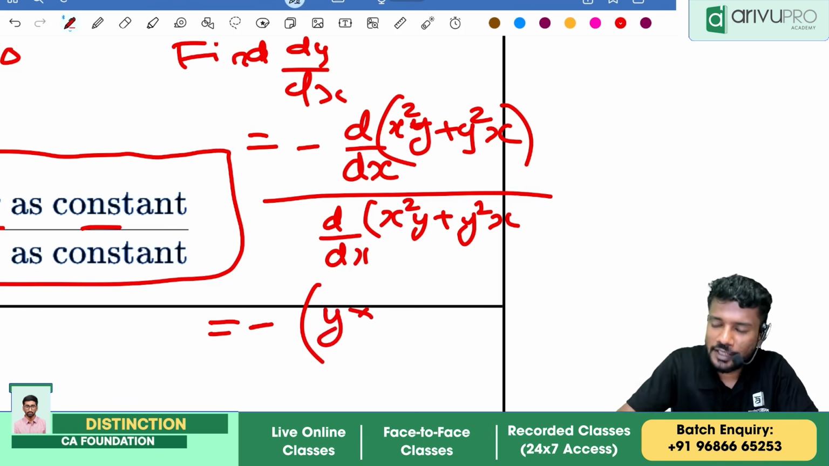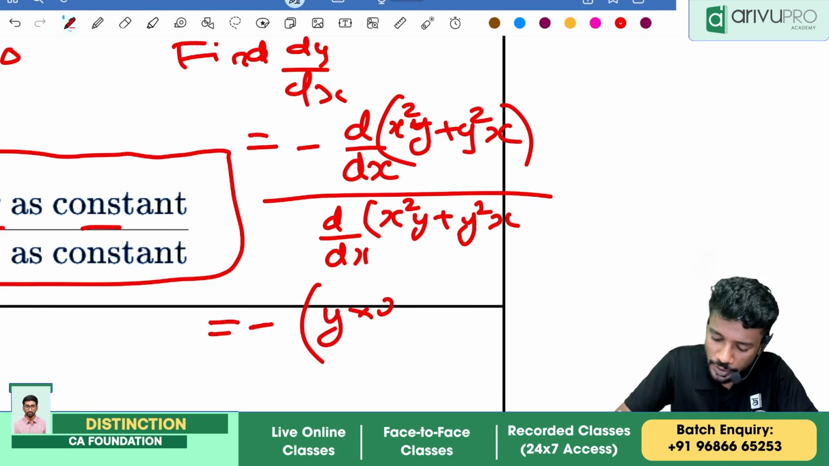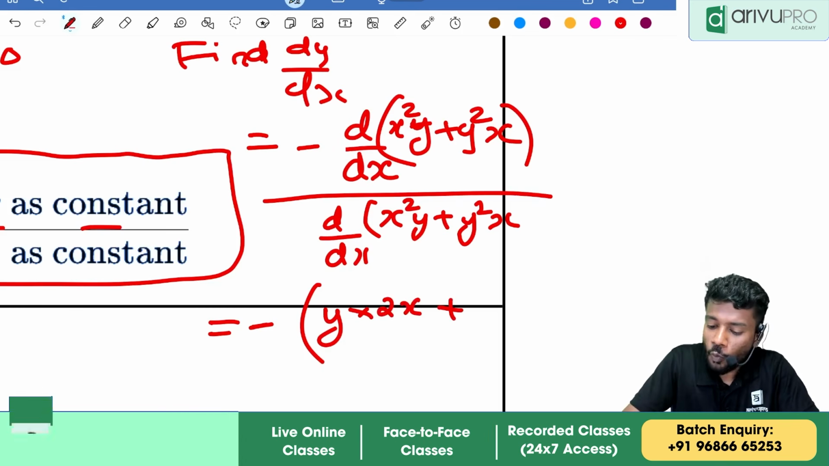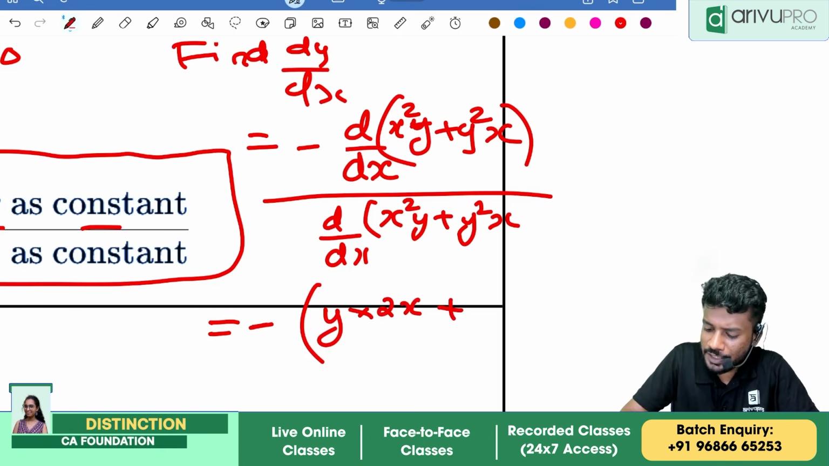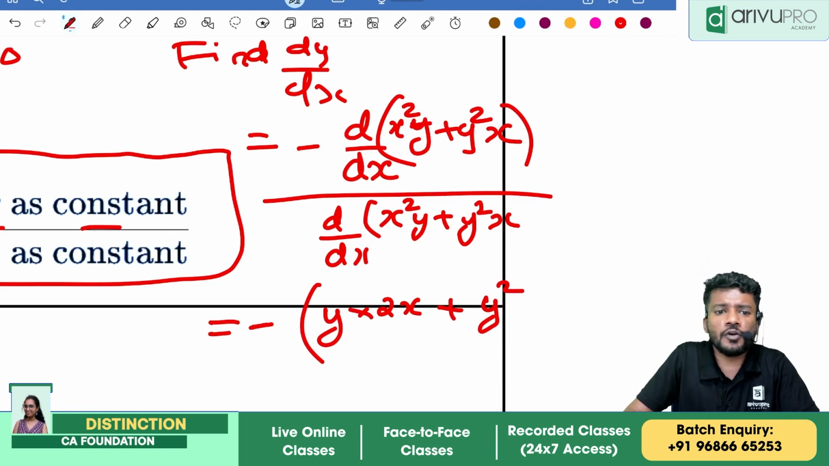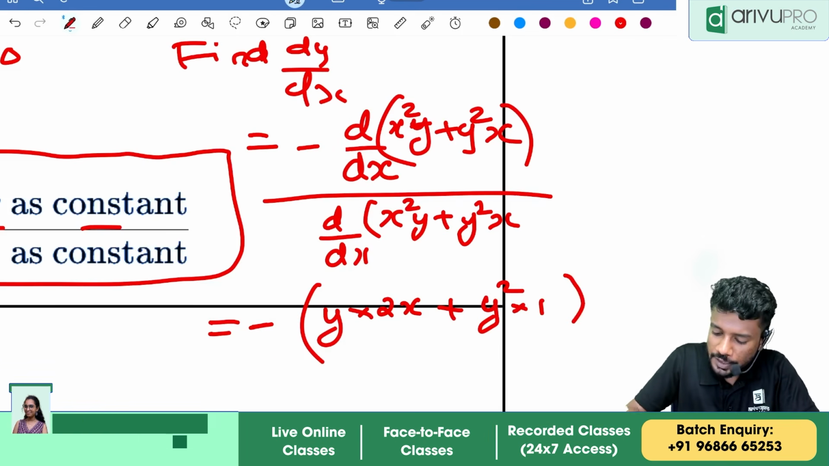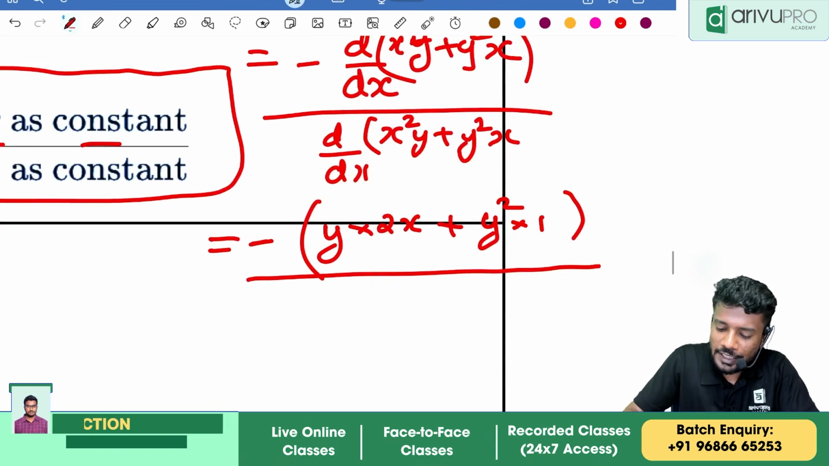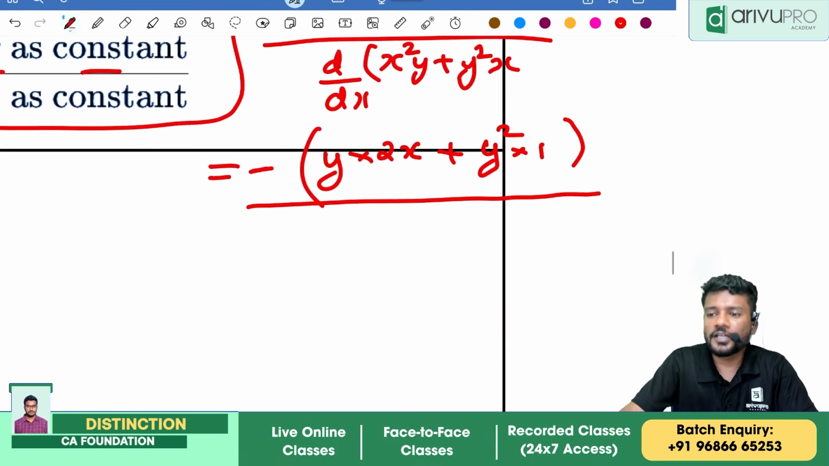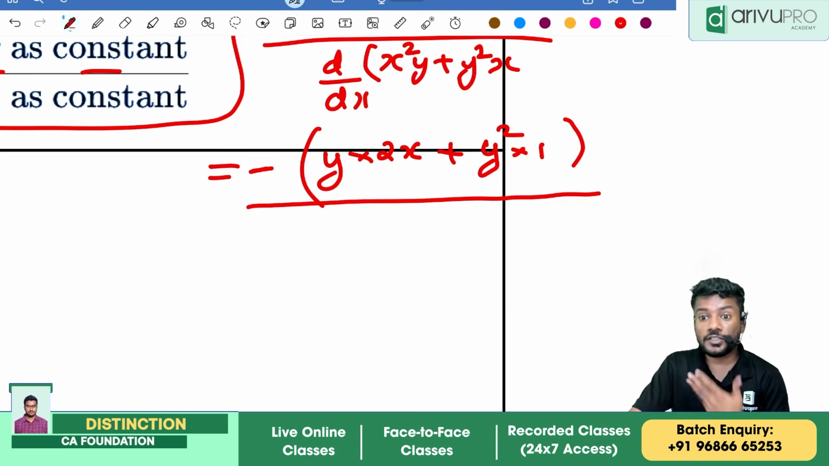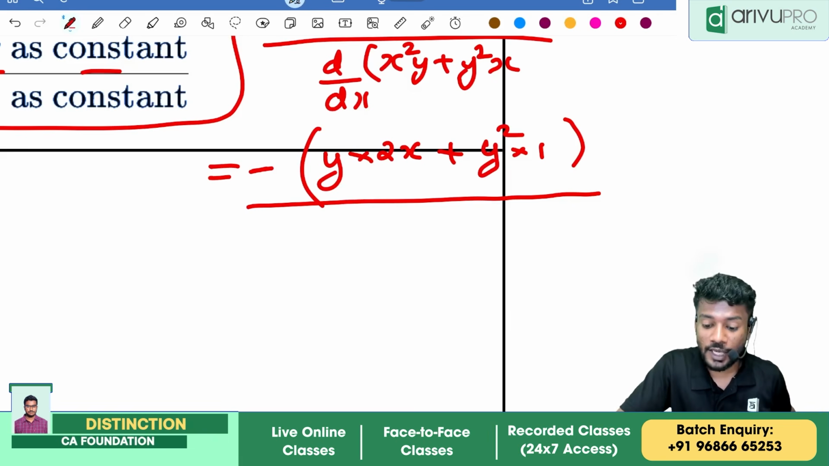Then tell me what is derivative of x square? 2x. Plus, what is a constant here? Y square is a constant, so I will write it outside. Then derivative of x is how much? 1. Then divided by. In the denominator, what is happening? We are taking x as a constant. So x square will be what?